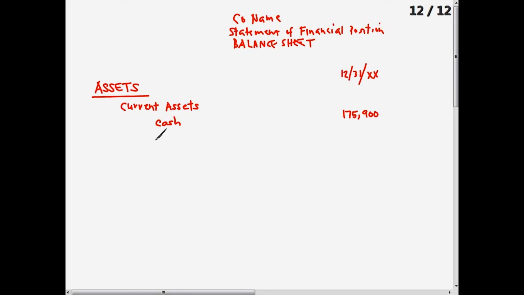Then what? Accounts receivable. Okay. Typically, what is the length of time in which you can expect an accounts receivable to be paid off? 30 days usually. Okay. How much is my accounts receivable? 170. Okay. Then what?